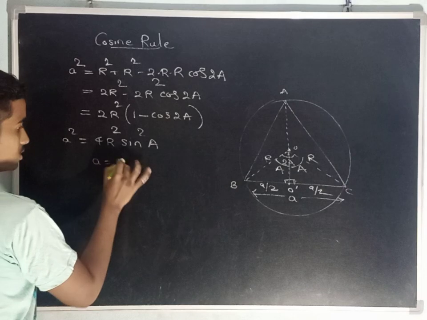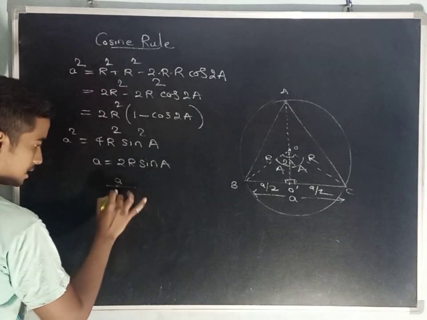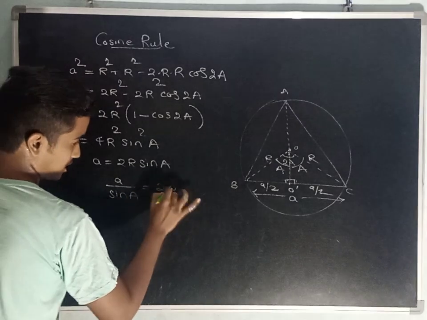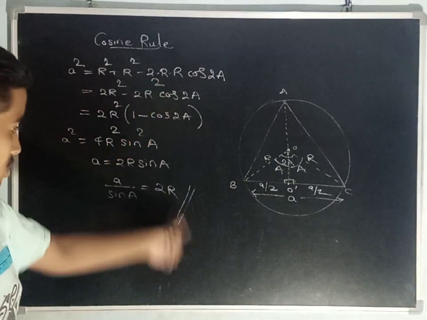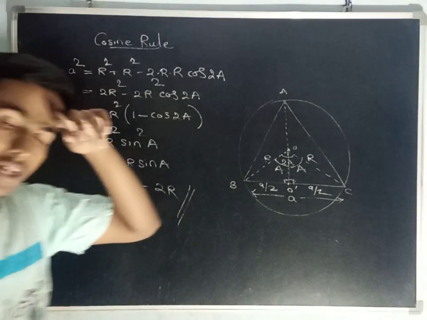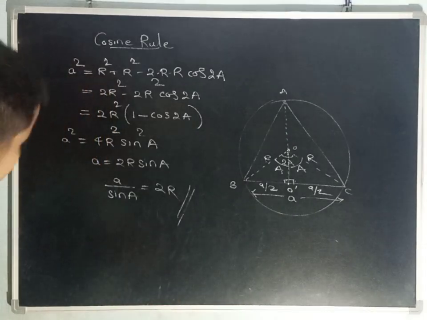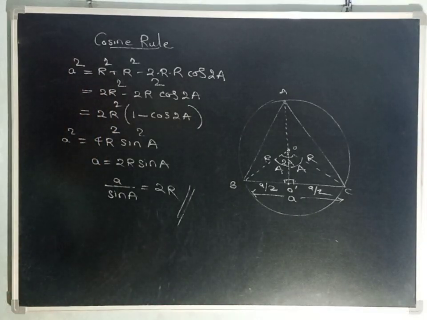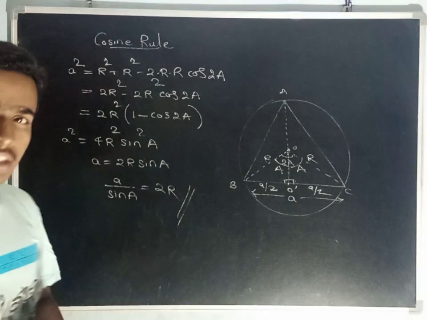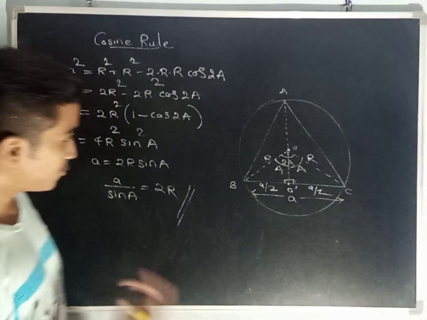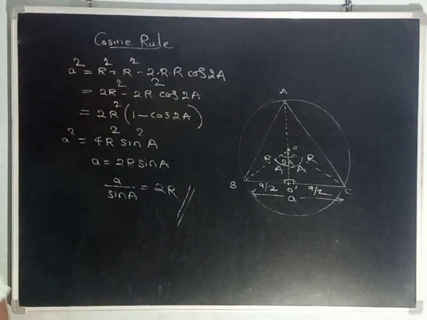It means a = 2R sin A, so a/sin A = 2R. See, we got the same result: a/sin A = 2R. Similarly, b/sin B and c/sin C are both equal to 2R. Here is a small thing we have to understand: different forms of proving the same concept. Let's move to further concepts.